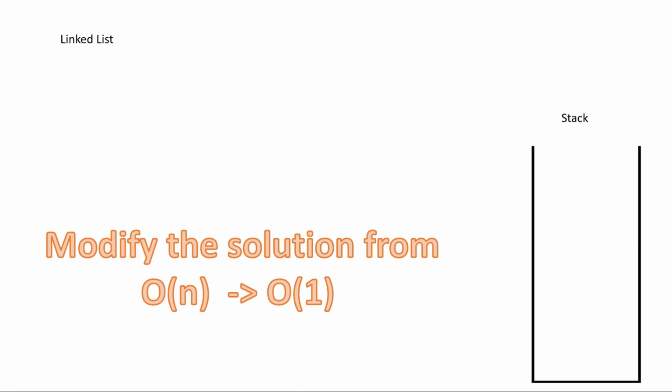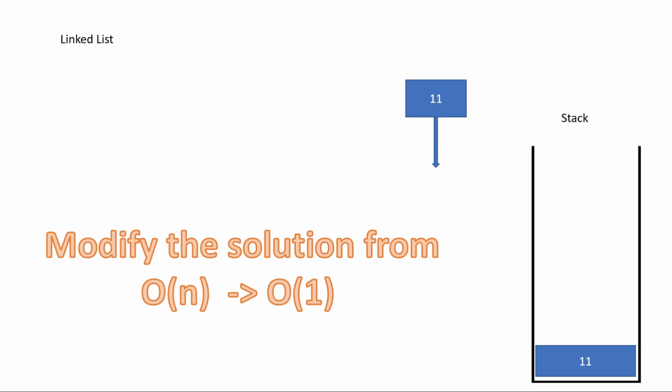Okay, now we will discuss the best approach, like how to modify the time complexity from O(n) to O(1), both for push operation and pop operation. So if we do something like this, then what will happen? Like I am pushing something in the stack, like 11.